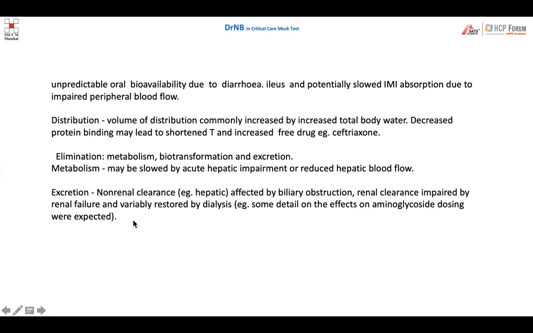Then elimination is affected, because metabolism, biotransformation, and excretion are affected by liver function specifically, and also by kidney function. The liver is affected by biliary obstruction, and renal clearance is affected by renal dysfunction.